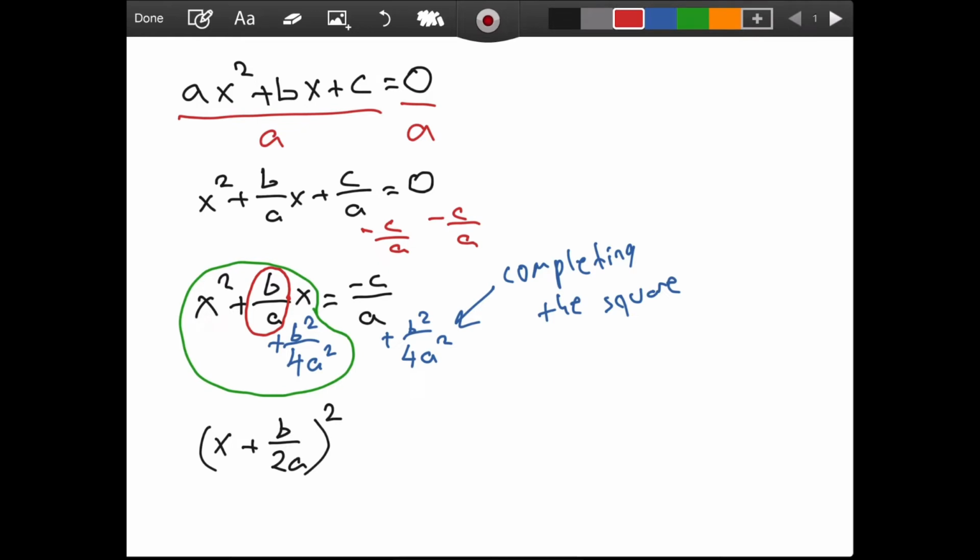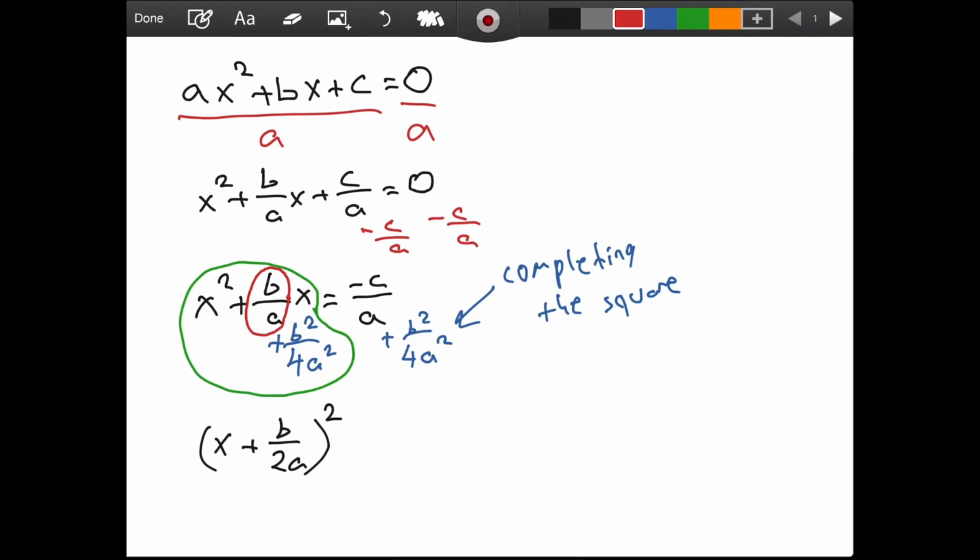So the coefficient of x is b over a. We divide it by 2, we have b divided by 2a, and we square it so that we have b squared divided by 4a squared. This completing the square rule is valid when the coefficient of x squared is 1. Which is why we divide both sides by a, to have the coefficient of x squared term just 1.